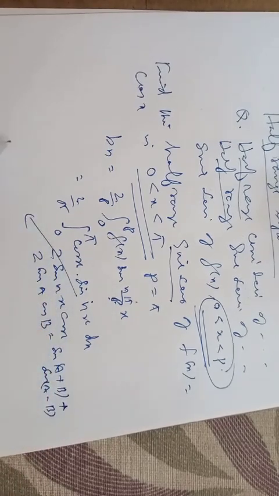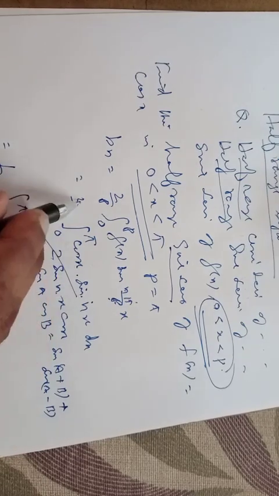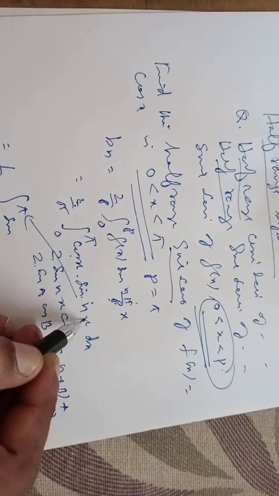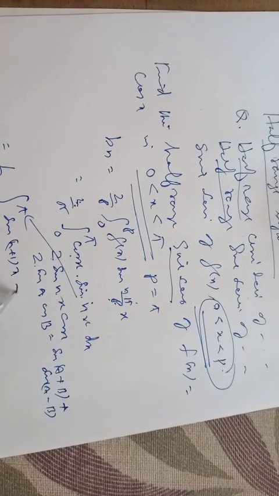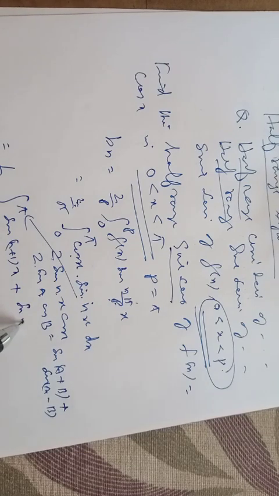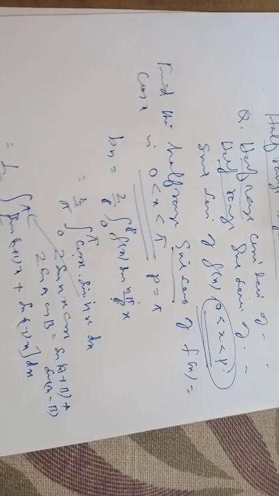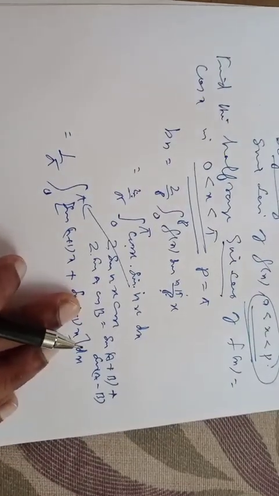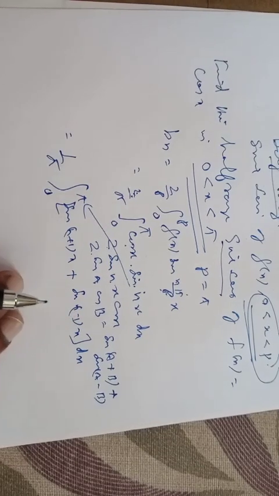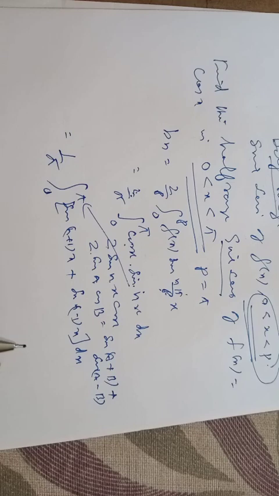Using this formula, this is converted into 1 by pi, integral 0 to pi, of 2 sin nx cos x, 2 sin a cos b. The answer is sin a plus b, sin nx plus x, so it's sin n plus 1 into x, plus sin a minus b, sin nx minus x, sin n minus 1 into x dx. Okay, we integrate this and simplifying, you will get the answer, and that is worked out in the notes. See the solution. I am only discussing the method here.